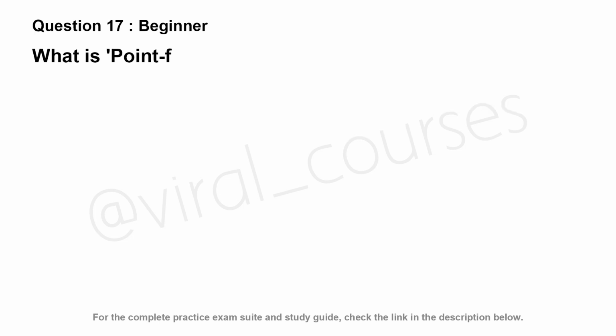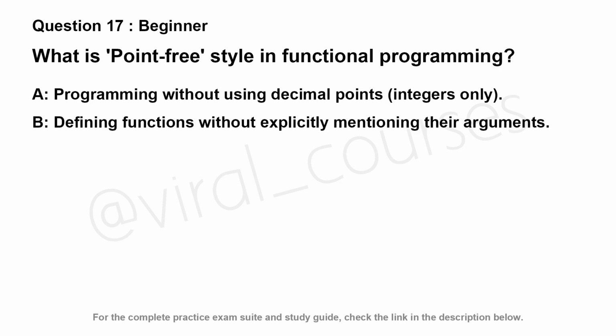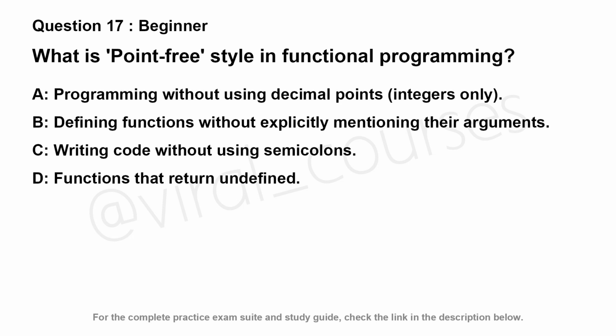What is point-free style in functional programming? Option A. Programming without using decimal points. Integers only. Option B. Defining functions without explicitly mentioning their arguments. Option C. Writing code without using semicolons. Option D. Functions that return undefined.